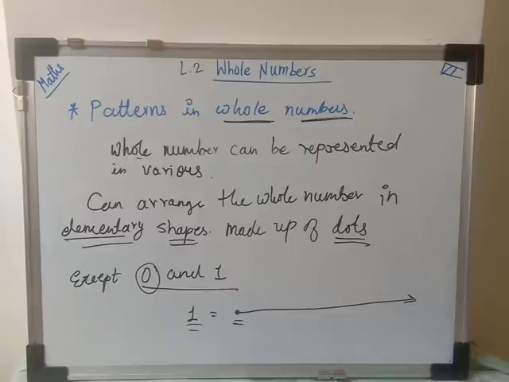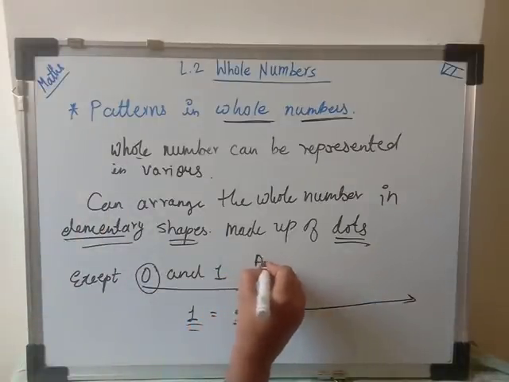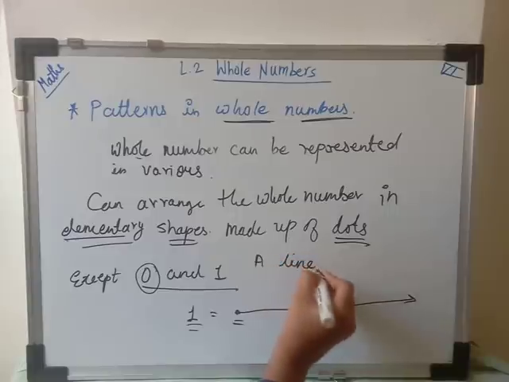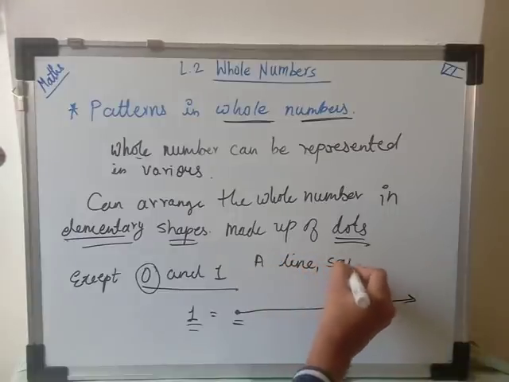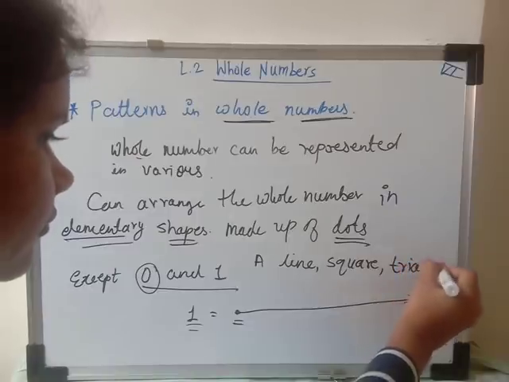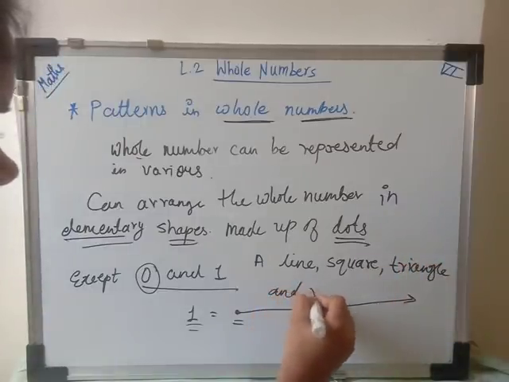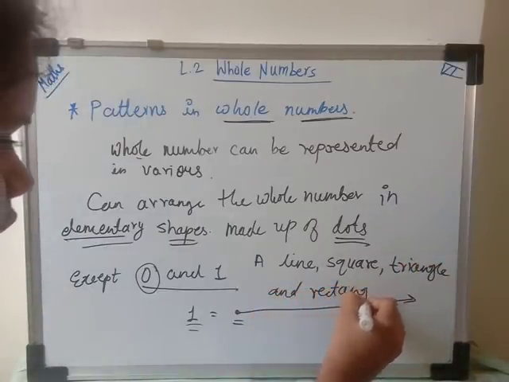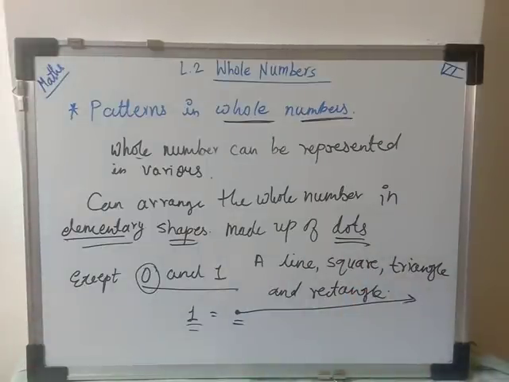Those shapes which we are going to make for the whole numbers are a line, square, triangle and rectangle. These 4 shapes we are going to see.